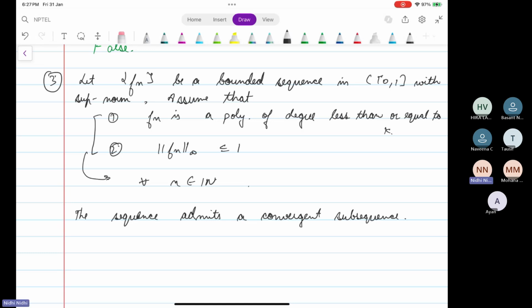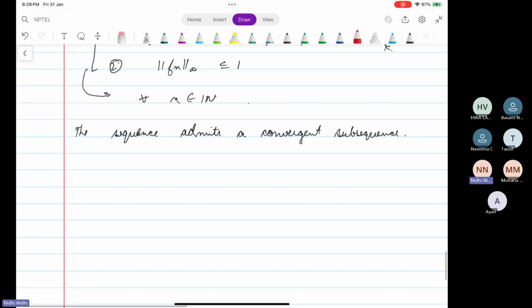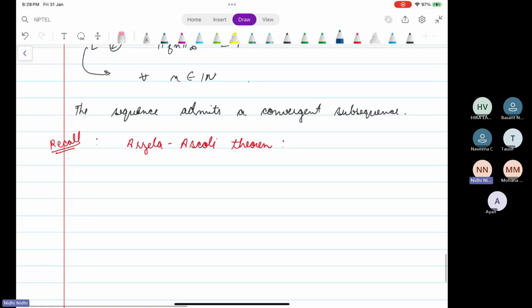Do you remember the Arzela-Ascoli theorem? Are you familiar with it? No, please state the statement. Okay, let's recall it. It's a very nice theorem, and it's used in a lot of places. This is the Arzela-Ascoli theorem. Statement.